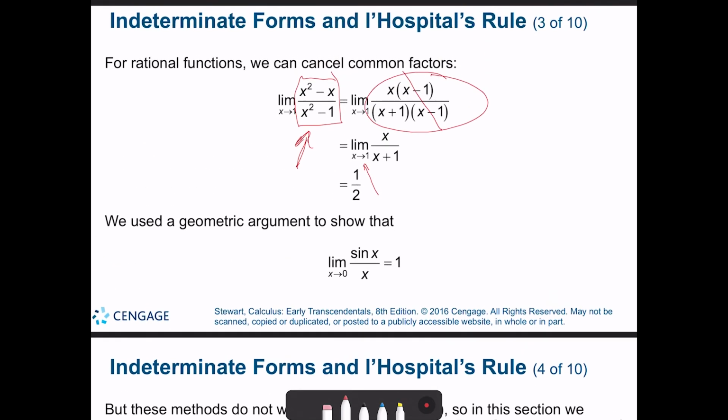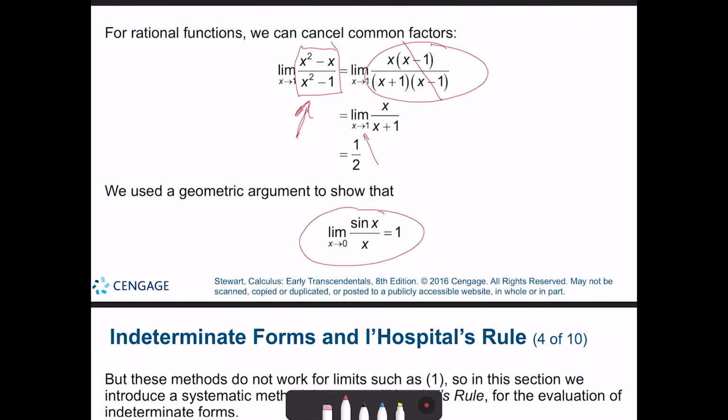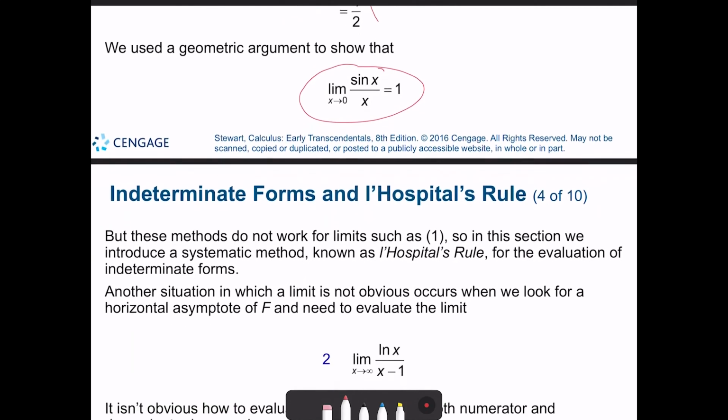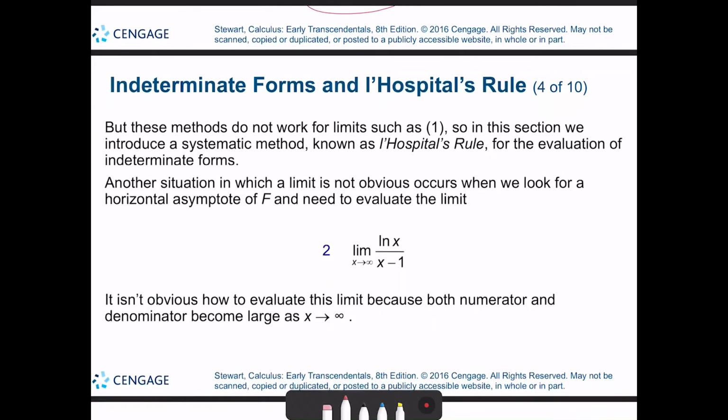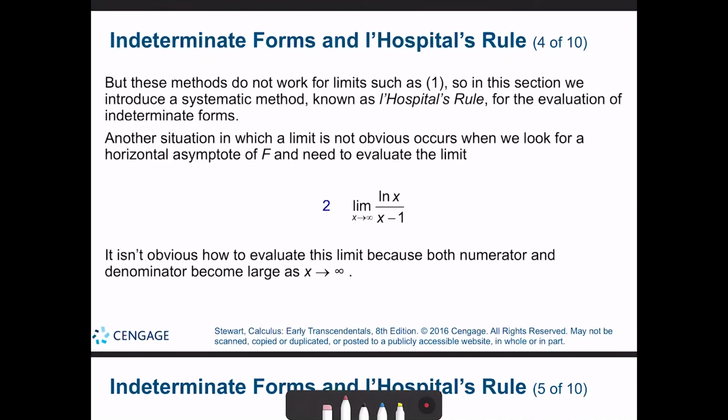So that's one way to evaluate a limit where your numerator and denominator are both trending towards 0. Here is another instance of that, and how did we go about evaluating this limit? We used a geometric argument to decide that that limit is equal to 1, or to prove that it's equal to 1. But those two methods don't work in all scenarios. And what you're looking at here is one of those scenarios.